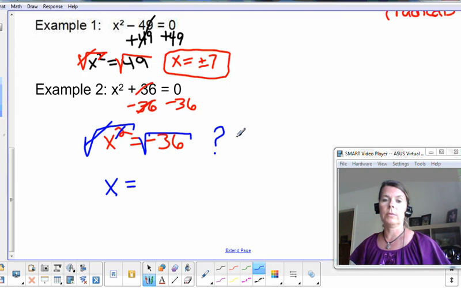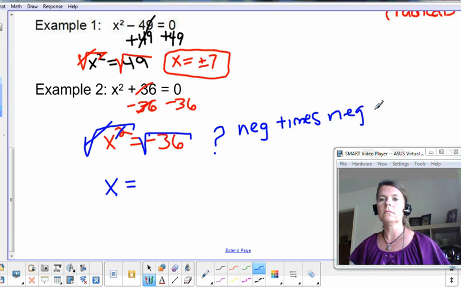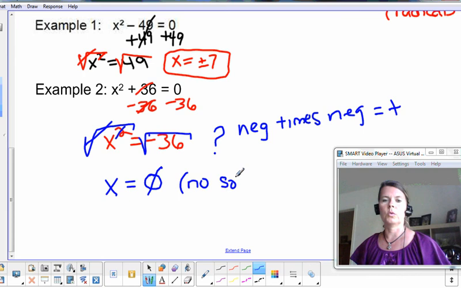Well, any number, including a negative times a negative, will equal what? And hopefully you're saying a negative times a negative is a positive, right? And a positive times a positive is obviously a positive. So can this ever happen? Oh, this can never happen. It's kind of like the absolute value, empty set, no solution.